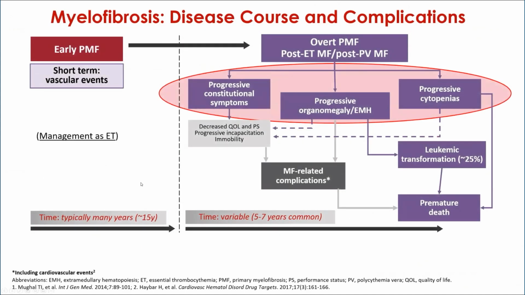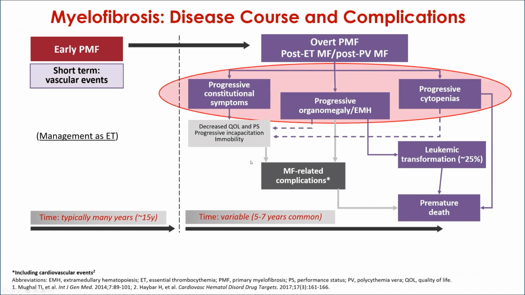All right, on the left side of this slide, we have prefibrotic early stage myelofibrosis, which we do manage as ET, because that is how they present, with high platelets most of the time, with typical survival of 15 years. Then we're going to move on to the progressive, overt fibrotic myelofibrosis, which can be primary or secondary to ET and PV.